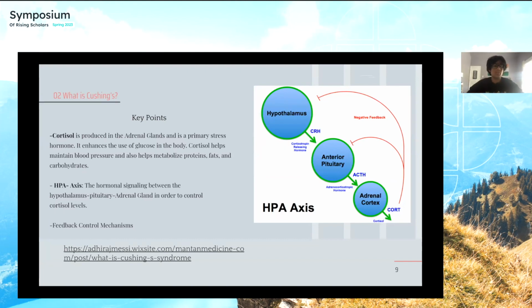In my second blog post, I went into more depth on what exactly Cushing syndrome is. A more detailed explanation of what cortisol is: it's a stress hormone. Essentially, when you're stressed, you're releasing cortisol, and cortisol can help maintain blood pressure and metabolize proteins, fats, and carbohydrates. But the most important thing in Cushing syndrome is the HPA axis.